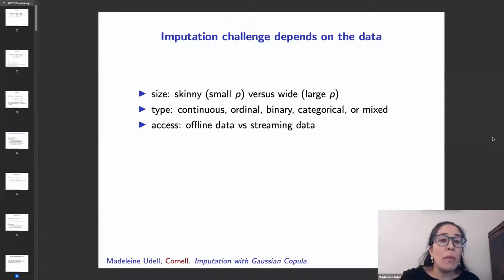We're also going to consider issues of data access. So do you have offline data access, where you can fit your entire matrix in memory, or are you seeing this matrix evolve over time, continuously adding new rows to it in a streaming model, or perhaps it's just so big that it lives on a hard disk, not in memory, and you have to stream over the rows in order to access the data.